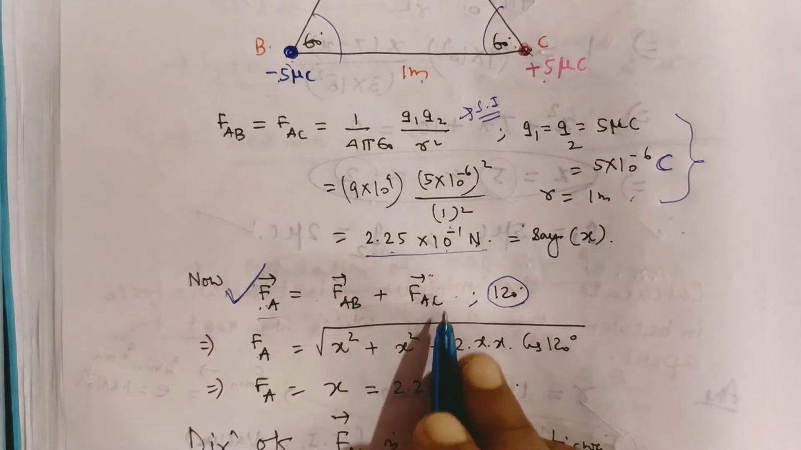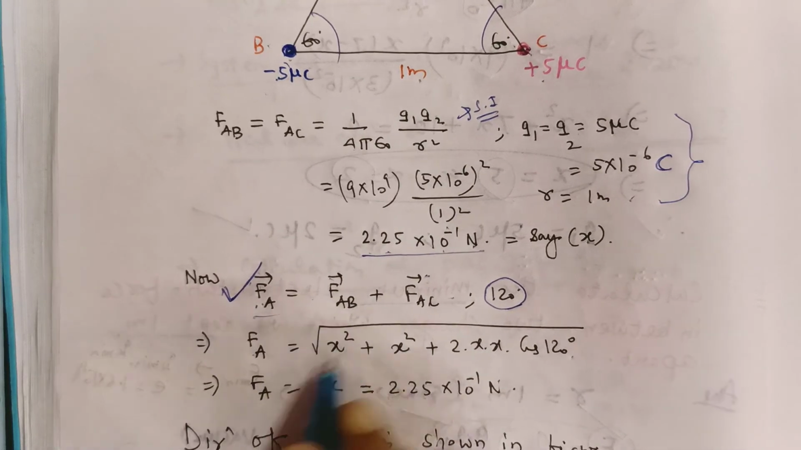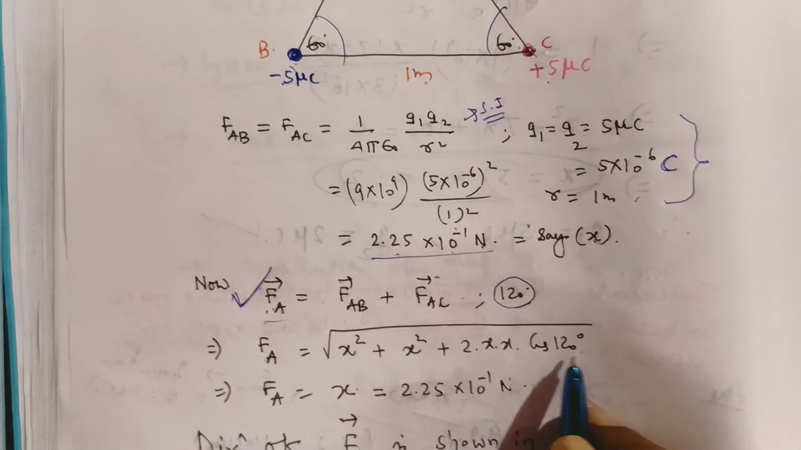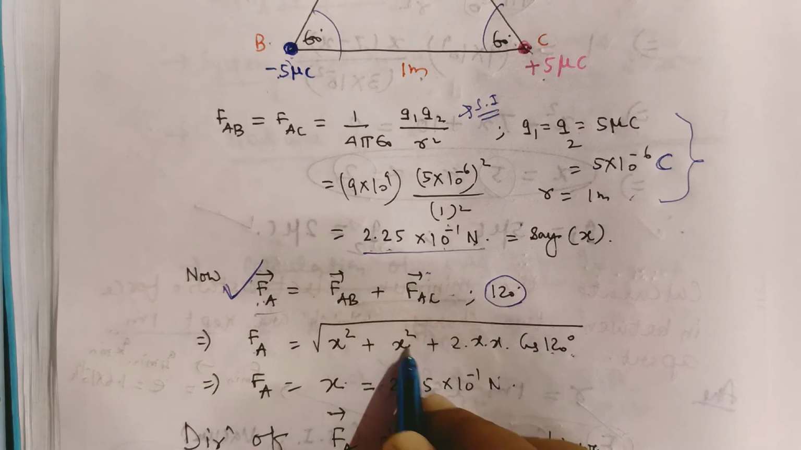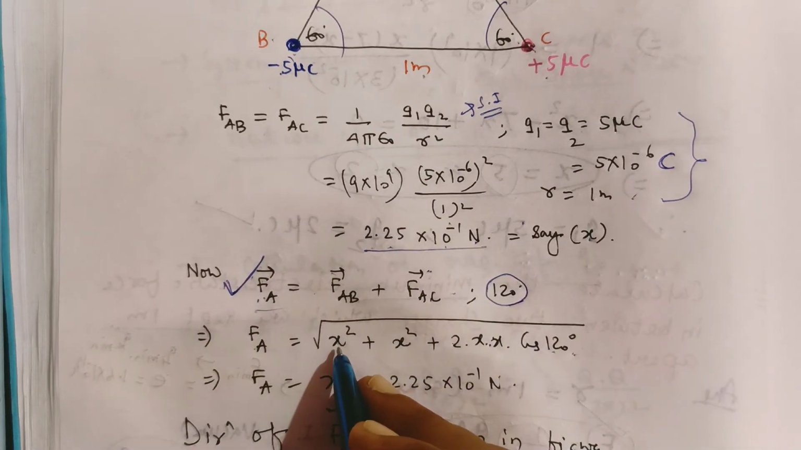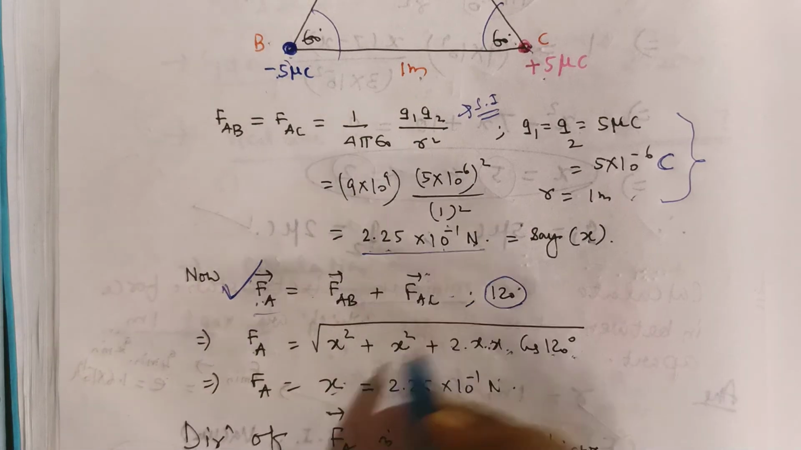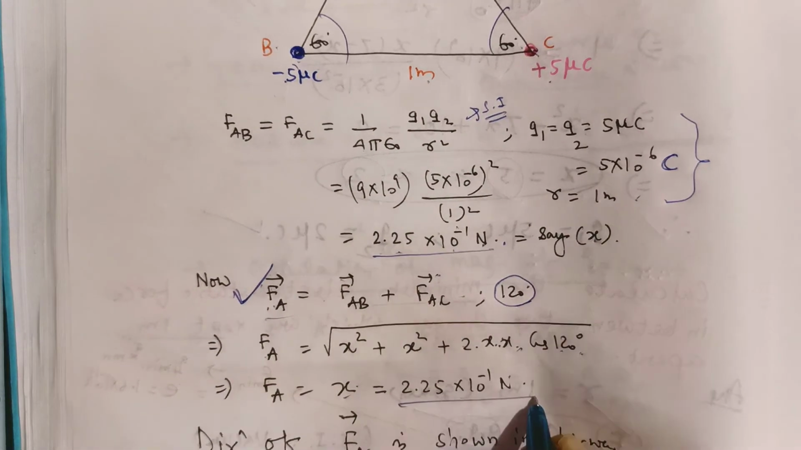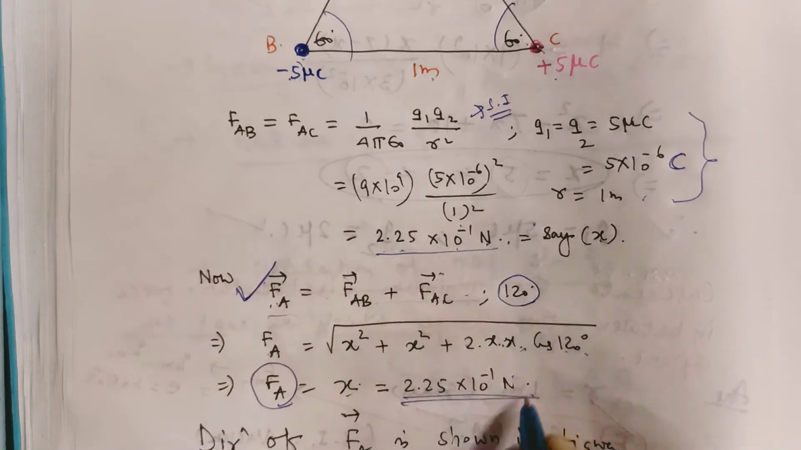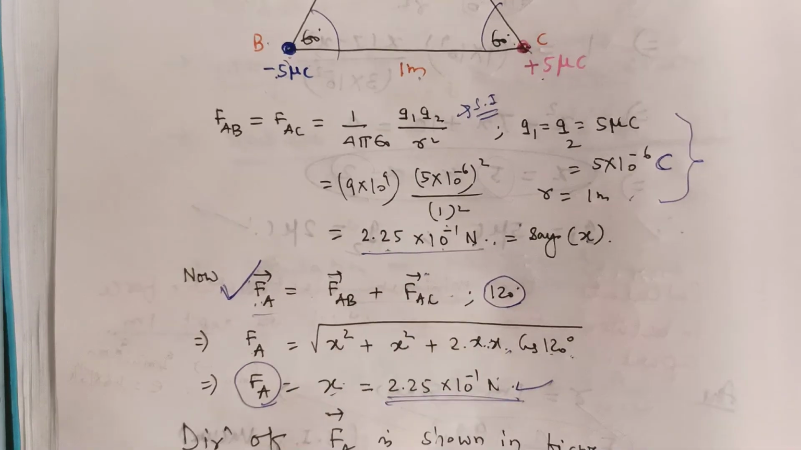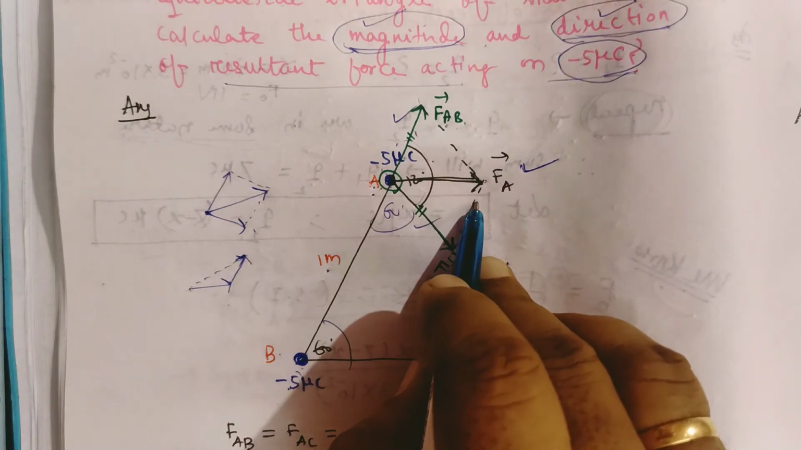Here A is x, B is also x, and it is cos 120 degrees. Then the answer is x, because cos 120 is minus half and this is 2, so it cancels out. And this is x square plus x square minus x square. X square minus x square cancels out. So you can verify it, and the answer is x. You already have the result for x, so you put it here. In words, you write that the resultant force magnitude is 2.25 into 10 to the minus 1 Newton, and the direction of the vector is shown in the given diagram.